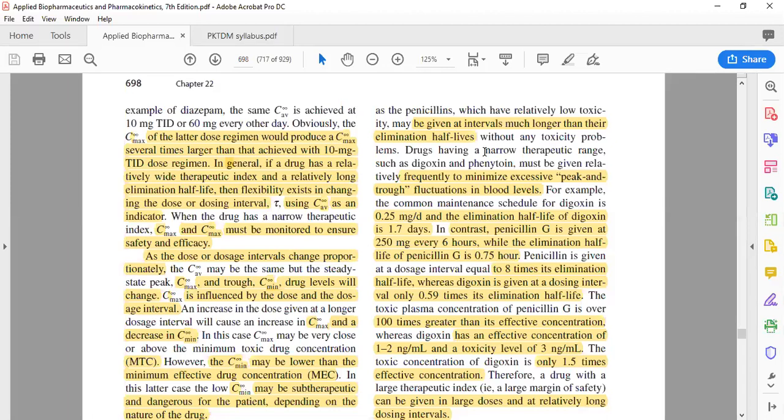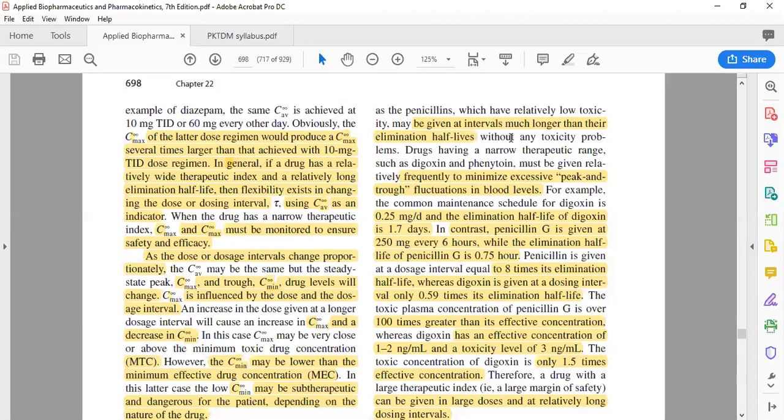What is the elimination half-life of penicillin? Can anyone tell? Quick. You should know this. It's less than 1 hour. Okay, less than 1 hour is the half-life. So it's around 0.75 hour. Am I audible? Is my audio clear? No issue, I hope. Yes. Okay. So the half-life of penicillin is 0.75 hour.